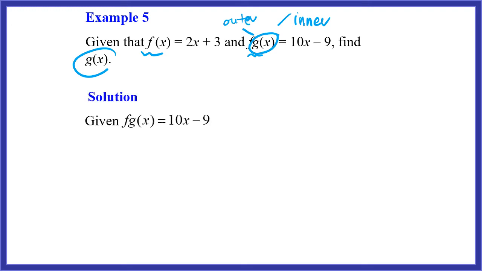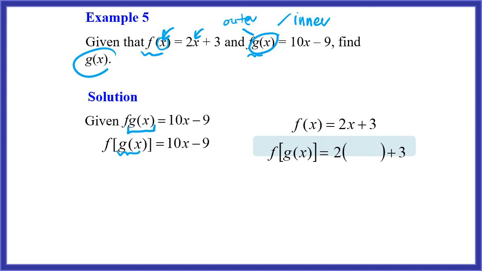So what we want to find is g(x). So how to find g(x)? f of g(x) is equal to 10x minus 9, right? We know that f(x) equals 2x plus 3. So if it is f of g, it means we have to replace the x with g(x). So f of g(x) is actually equal to 2 of g(x) plus 3. So this x is replaced by g(x). Now we have 2g(x) plus 3 on the left side, equal to 10x minus 9 on the right side.